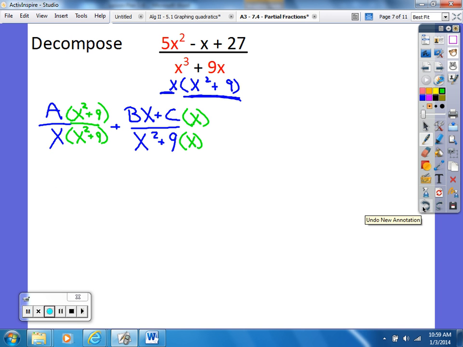Okay. So now I'm going to write out my line, just like we did yesterday. A times x squared plus 9 plus bx plus c times x equals what? Equals my numerator. Very good.